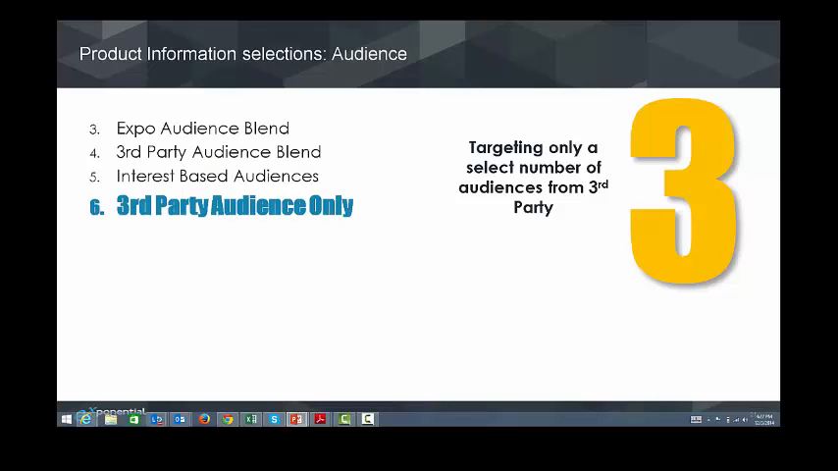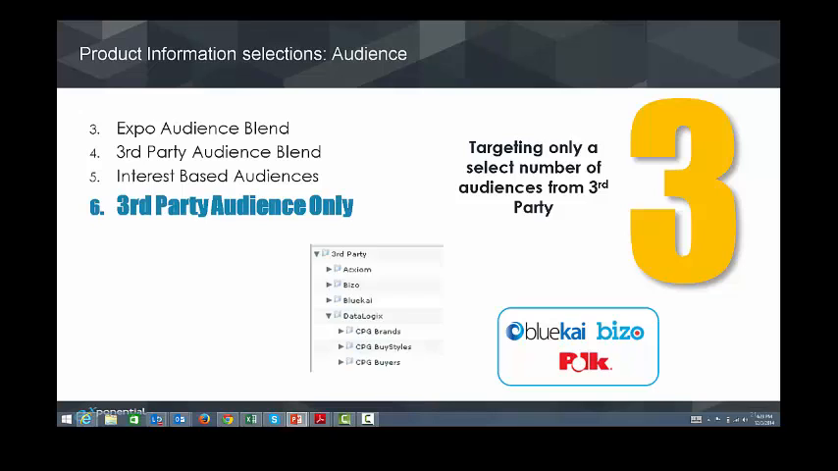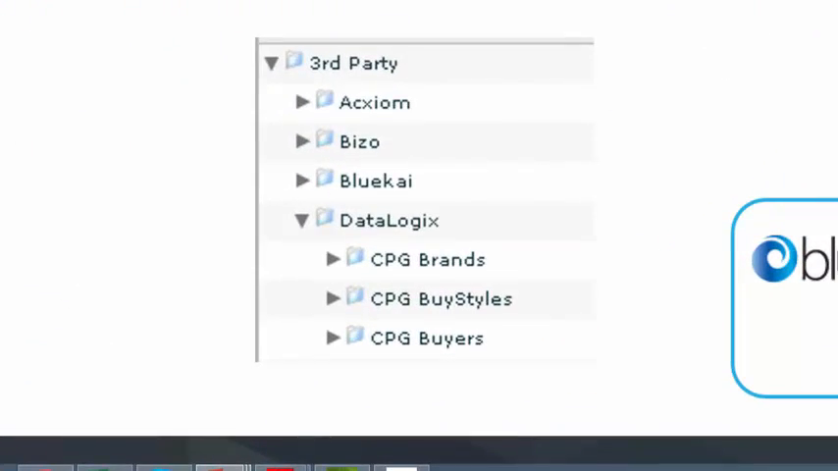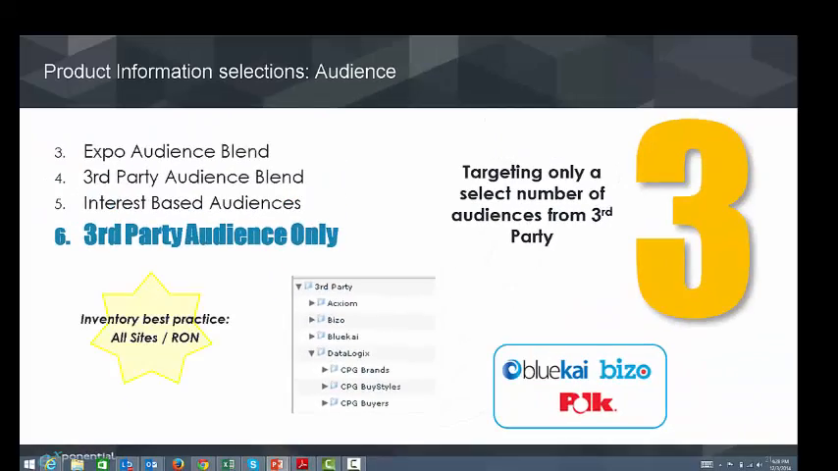Third-party audiences only is exactly that. We only target users who have attributes as defined by a third-party vendor. Scale can be very limited in this branding solution, and it's not an option for all business units in all countries. An example is a US Chex snack mix campaign that targeted only the Datalogix gluten-free audience. Inventory best practice is again all sites.